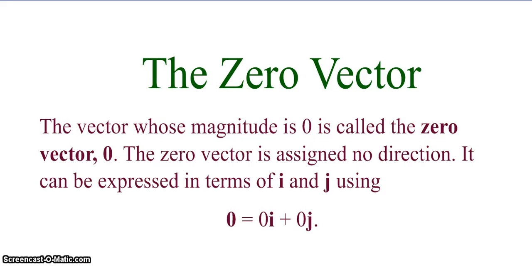Alright, the zero vector. So the vector whose magnitude is 0 is called the zero vector, 0. The zero vector is assigned no direction. It can be expressed in terms of i and j using 0 equals 0i plus 0j. That's about it with the zero vector.